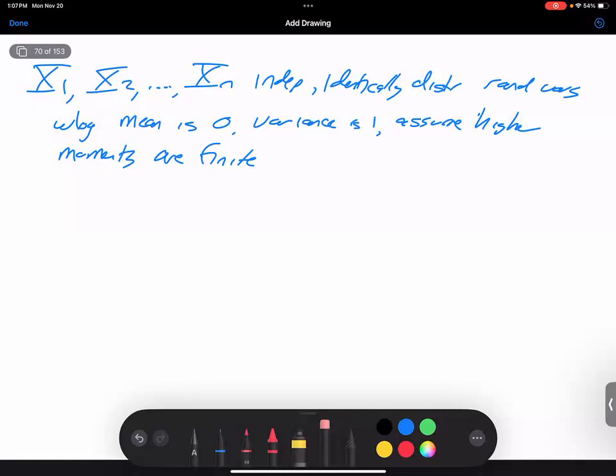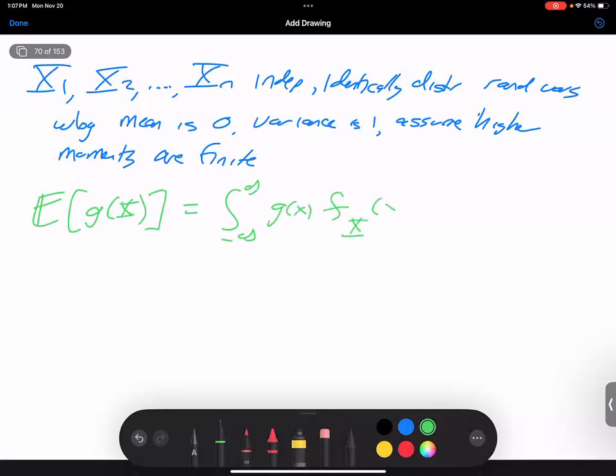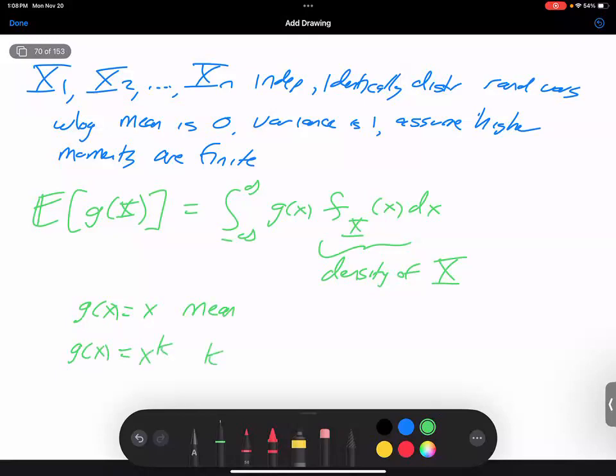Okay, so if I give you a random variable, some notation: the expected value of g of x is the integral from minus infinity to infinity of g of x times the density of the random variable x. So typically, if we take g of x equals x, that's the mean. If we take g of x equals x to the k, that's the kth moment. We often let mu equal the expected value of x.